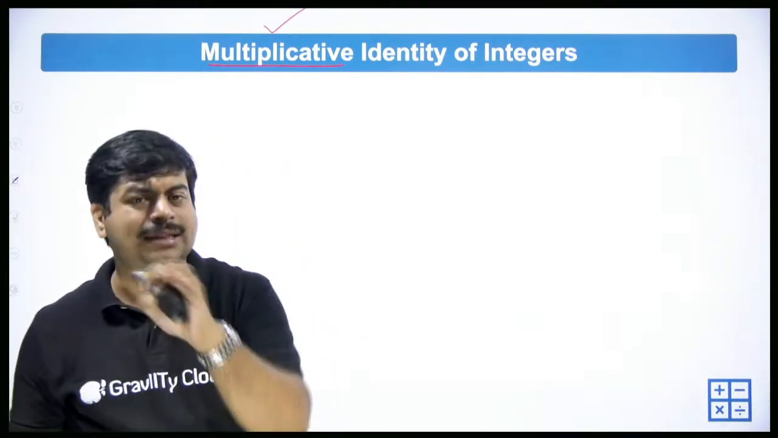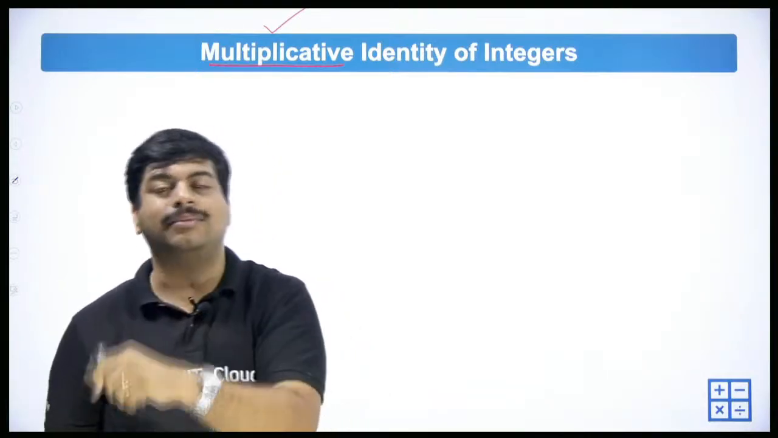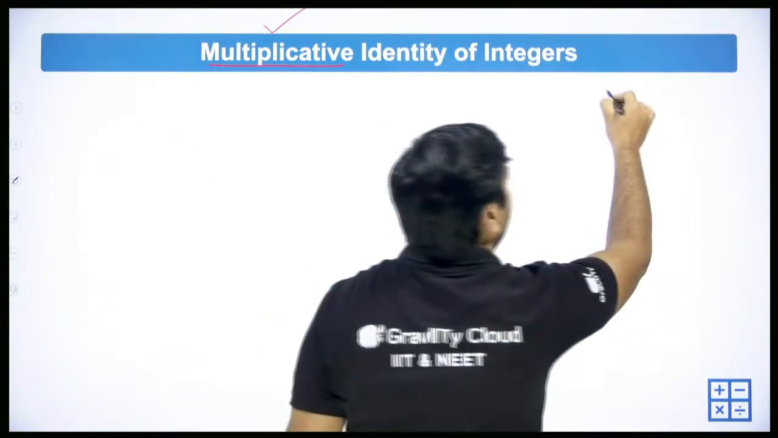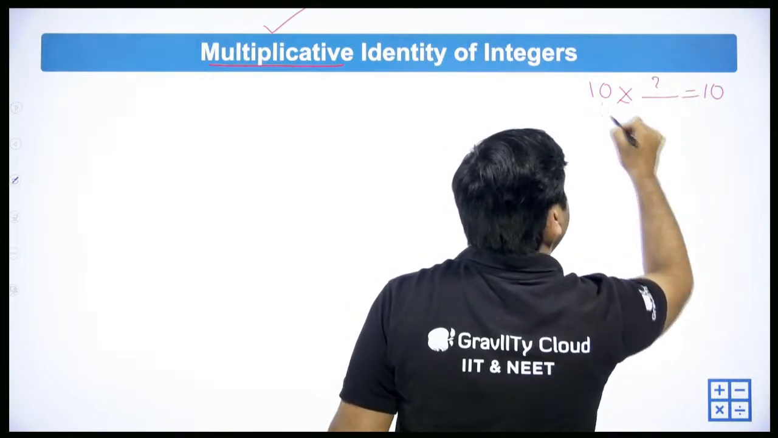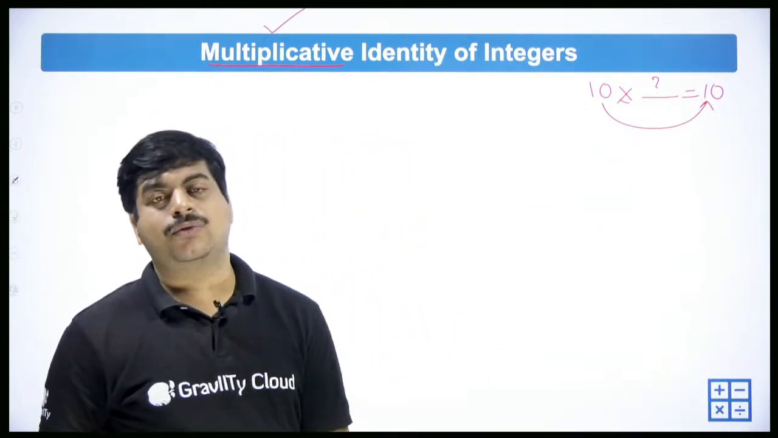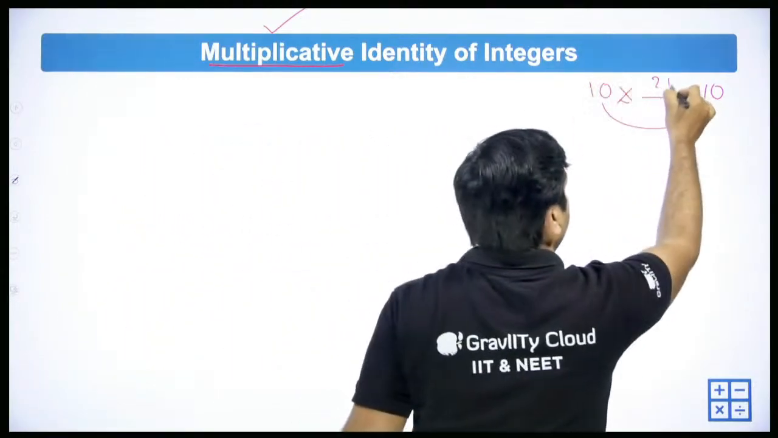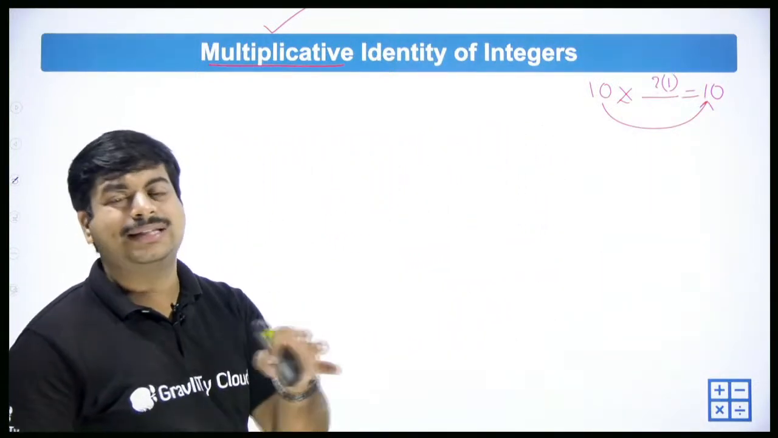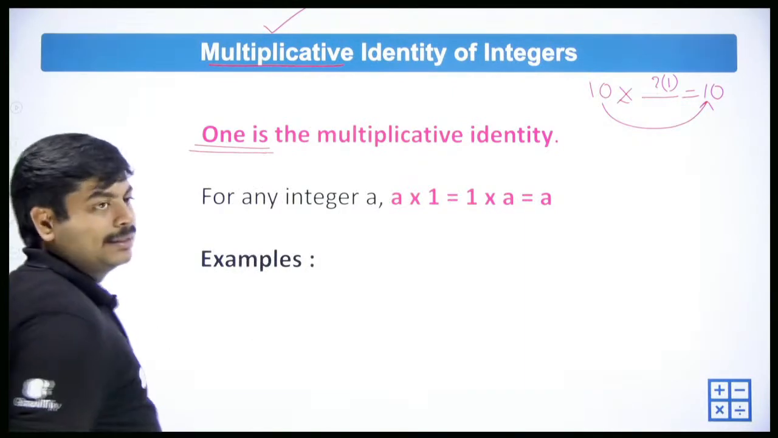Identity means we should get the same number back. But in the previous case, it was additive identity, where we are adding the number. Here we are multiplying the number. So for the number 10, which number should I multiply so that I get the same number back, the same identity back? For the number 10, I need to multiply with 1. 10 into 1 is 10. Only 1, right? You can see here, 1 is a multiplicative identity.